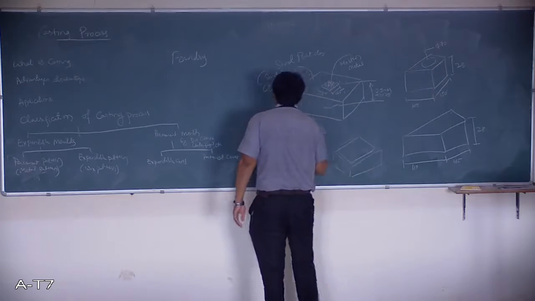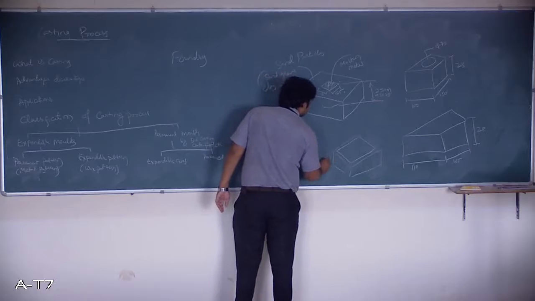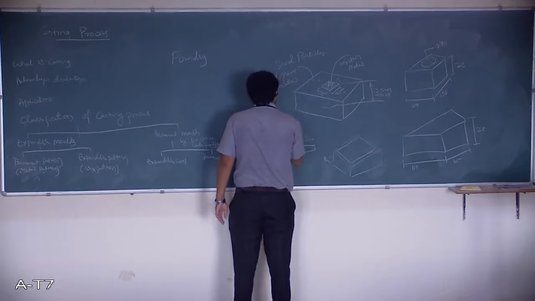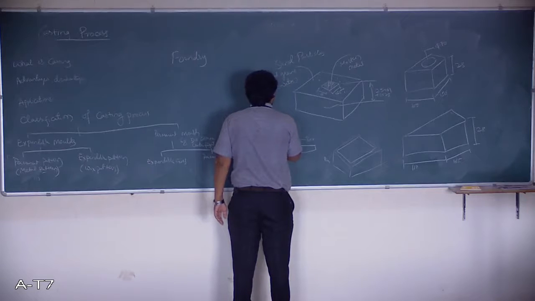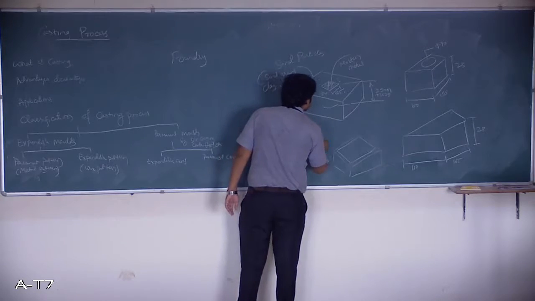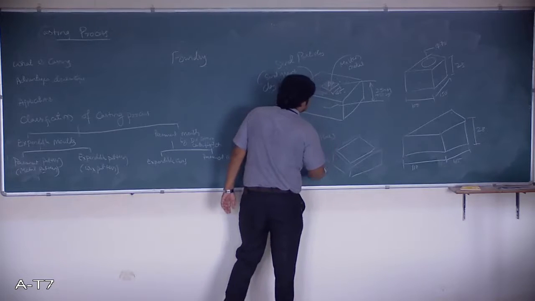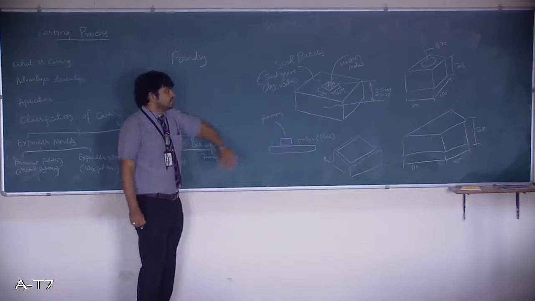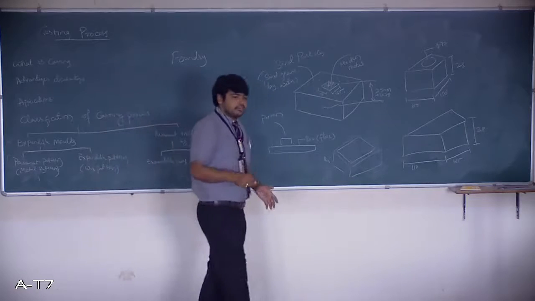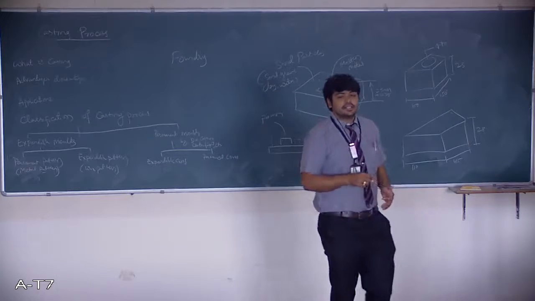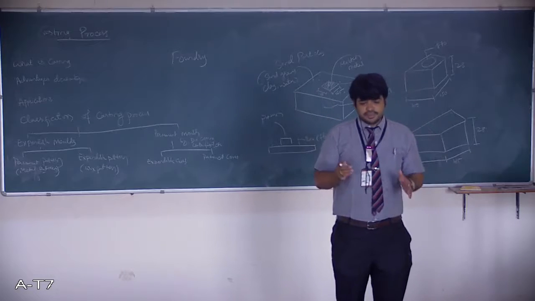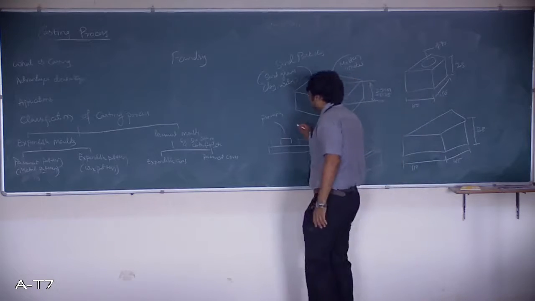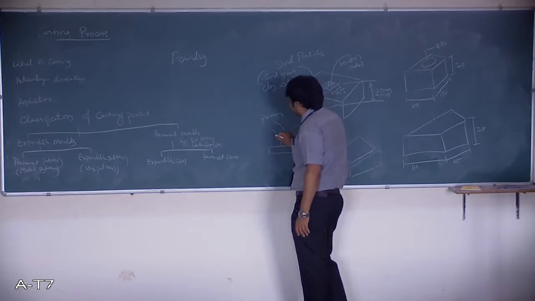Okay, so this is the box. Here, the box, we can call it the pattern. This box is termed a flask. This sand mixture, that is sand, clay and water, is mixed in a mixing machine called a sand muller. This mixed sand is then put in this particular flask.